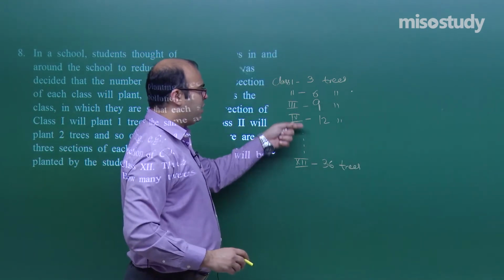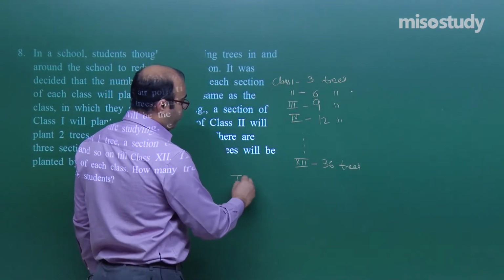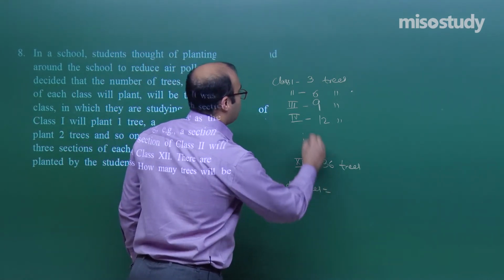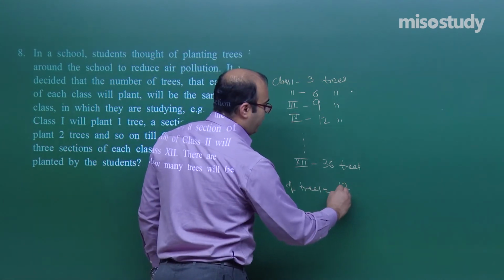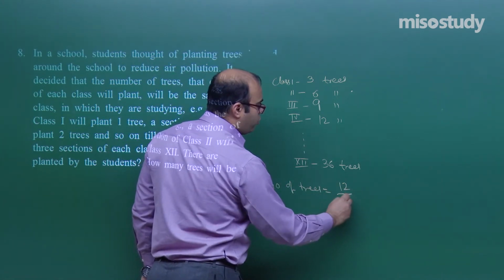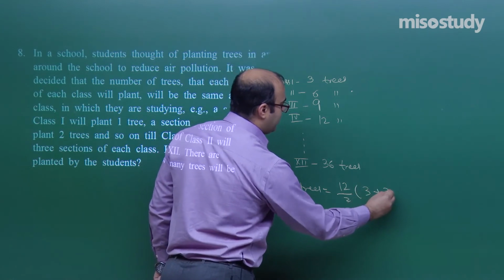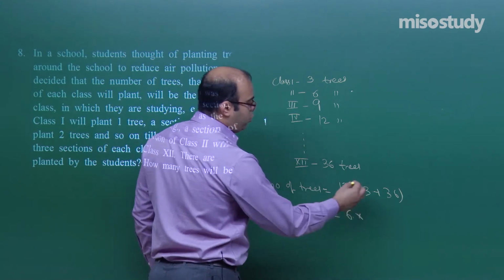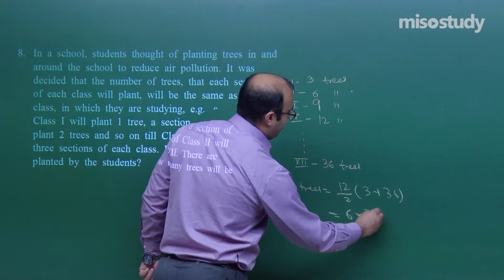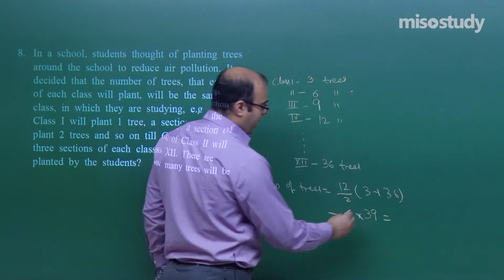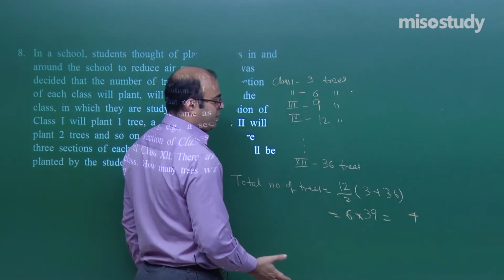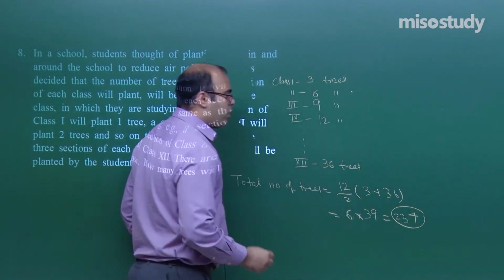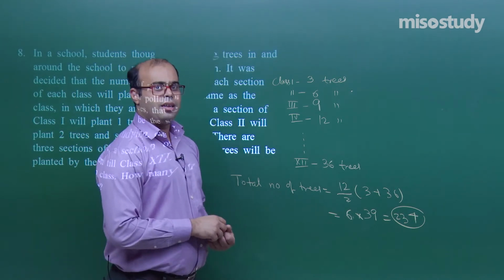So each class is planting these trees, and the total number of trees planted is equal to the sum of all these values. There are 12 values. So n by 2 into the first term, that is 3, plus the last term, that is 36. So 12 by 2 is 6 into 3 plus 36 is 39. So 6 into 39: 9 6 54, 5 carry, 3 9 27, plus 5 is 32, 234. So the total trees planted will be 234.